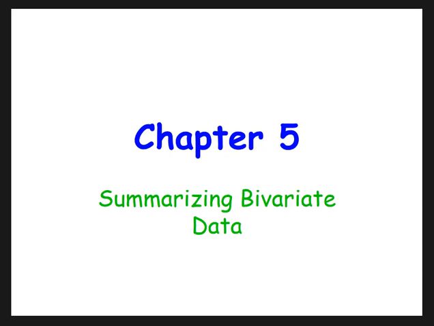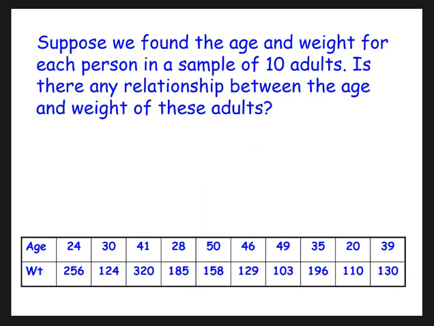Okay, so the main topic for this week is summarizing bivariate data. So we went over creating these scatter plots. Now, what do we do with the data once we've put them in those scatter plots? So for example, let's say we found the age and weight for each person in a sample of 10 adults. Is there a relationship between the age and the weight of these adults?